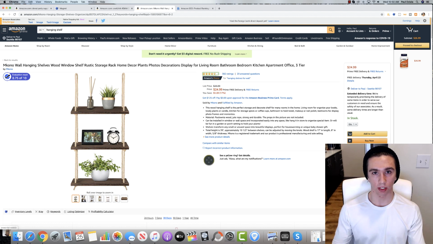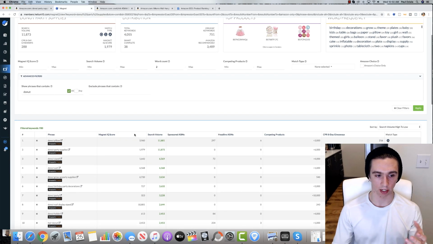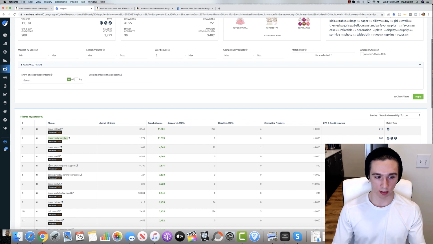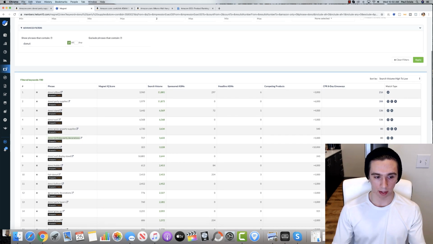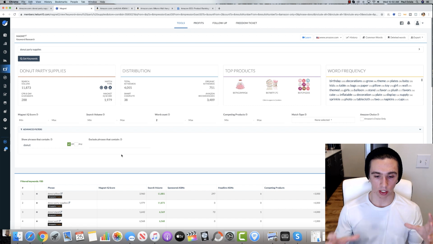To touch on it really quick before we get going here, your PPC will be targeting very specific keywords, right? So we're going to be using a tool like Helium 10 to find keywords like donut party supplies, donut grow up party supplies, donut birthday party decorations, donut party decorations, donut party favors, donut decorations. We're going to be targeting just those keywords.